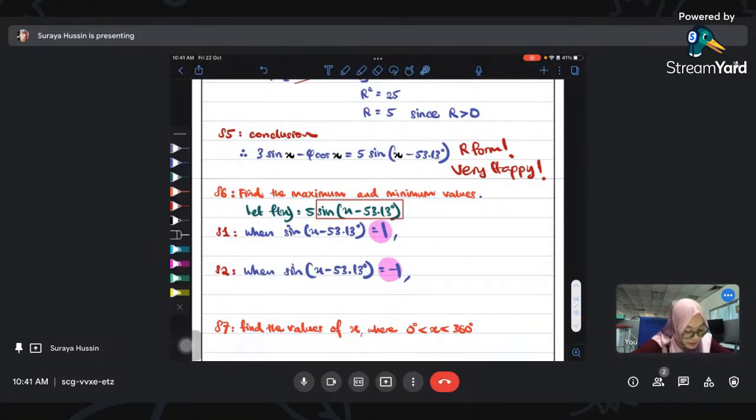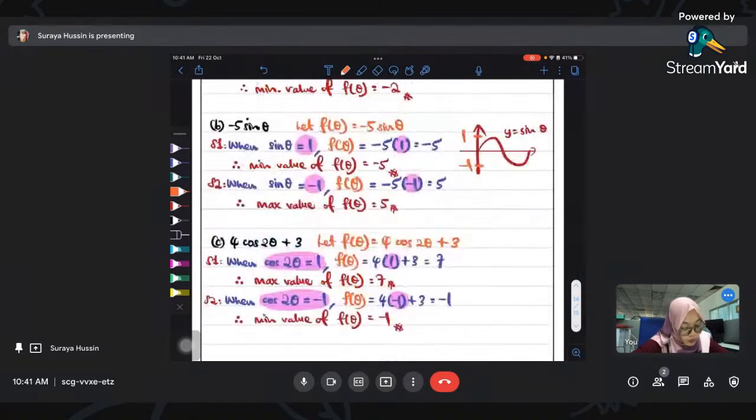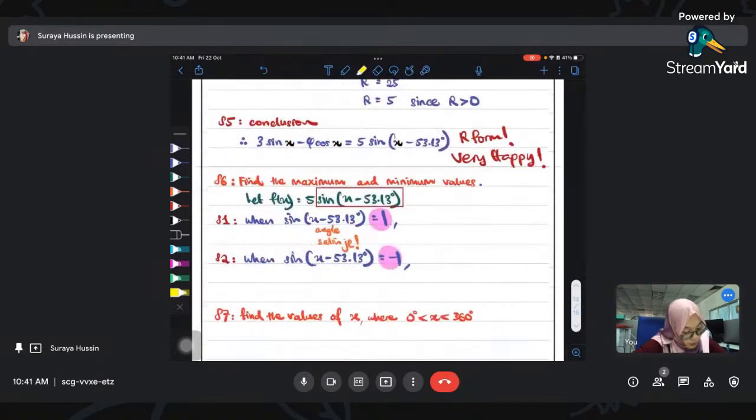Just copy the angle. Okay, copy the angle only. It doesn't matter. Whatever angle that you have, just follow. Remember here, follow. See, this angle, follow. Not this one, 2 theta, follow. So whatever angle here, follow, because that angle doesn't affect anything. All you have to do is just write it down.